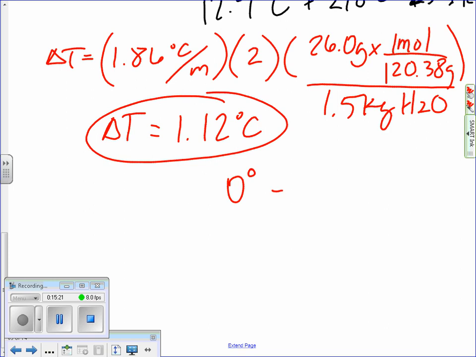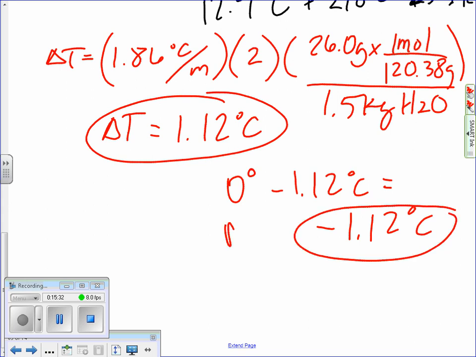Right, well, so it's depression, right? So freezing point depression means to subtract. So you subtract your change. So the new freezing point is negative 1.12 degrees C. New freezing point, NFP. There you go.